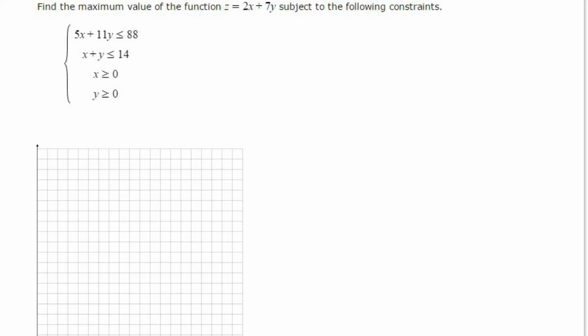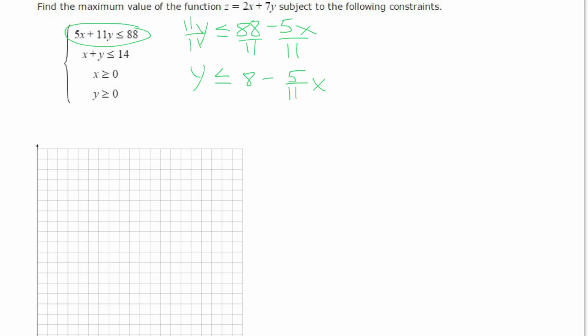If we do the first one, we have 5x plus 11y is less than or equal to 88. If we start solving for y, we have to subtract 5x first. So we'd have 11y is less than or equal to 88 minus 5x. And then we would divide everything by 11, and we get y is less than or equal to 8 minus 5 over 11x.